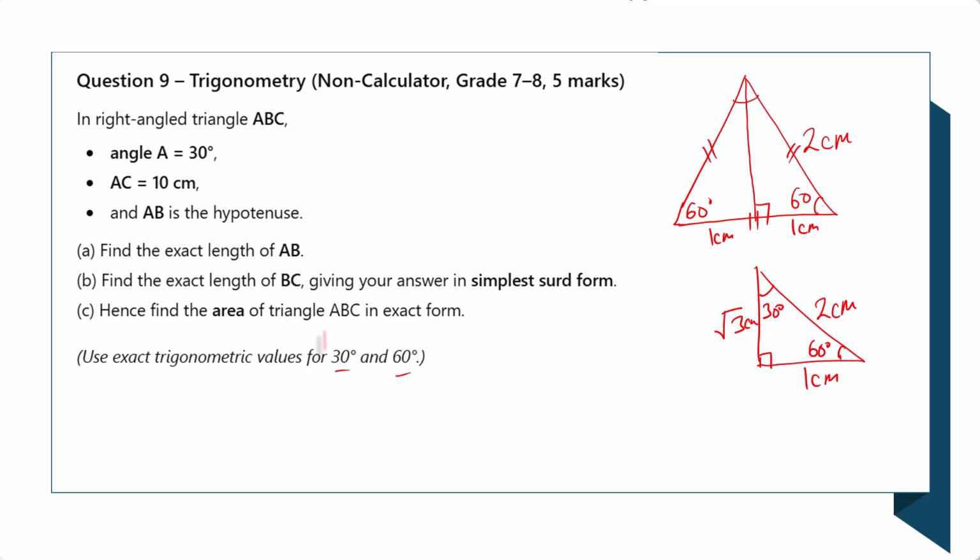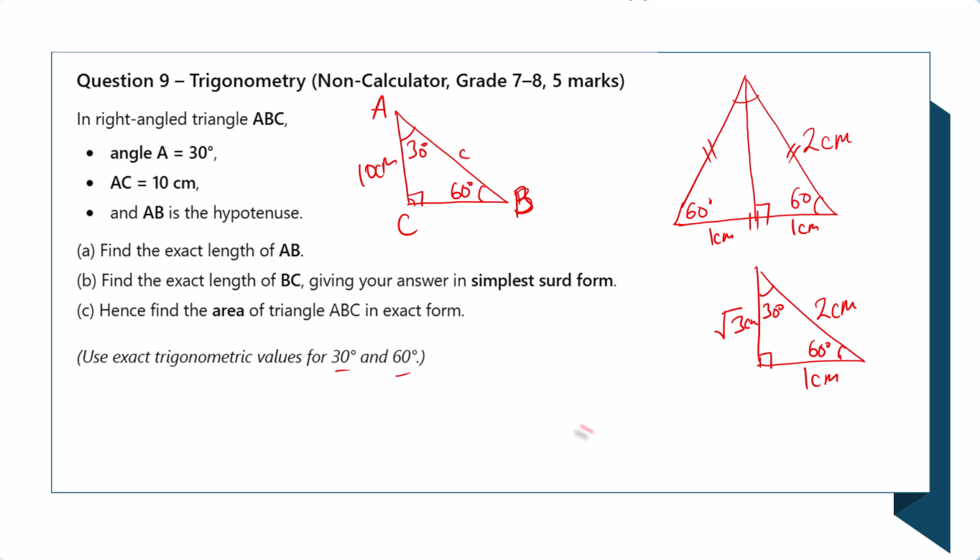But let's look at this question now. It says that the angle A is 30 degrees, so I'm just going to put angle A here as 30 degrees. And AB is the hypotenuse, the longest side. So this angle will be 60, definitely, because 30 plus 60 plus 90 will make what? A right angle. Now, A to C. So this is C. A to C is 10 centimeters. Find the exact length of BC. So they want us to work out this length.